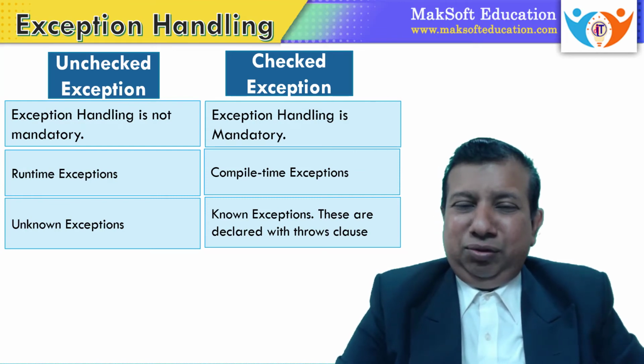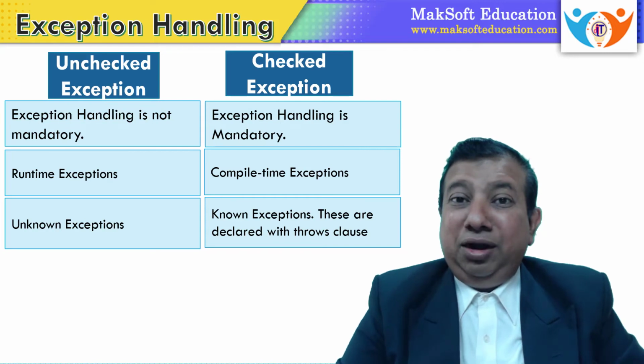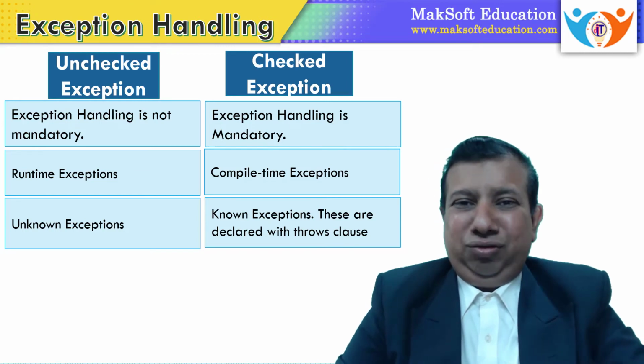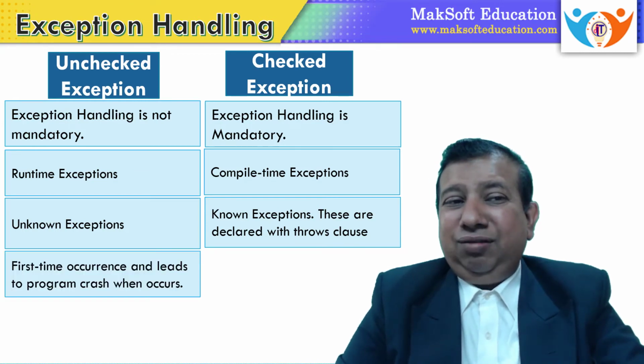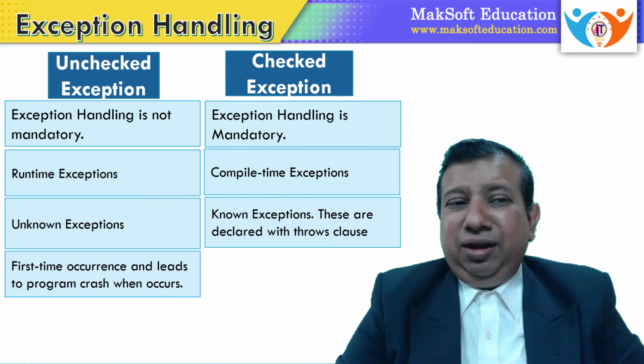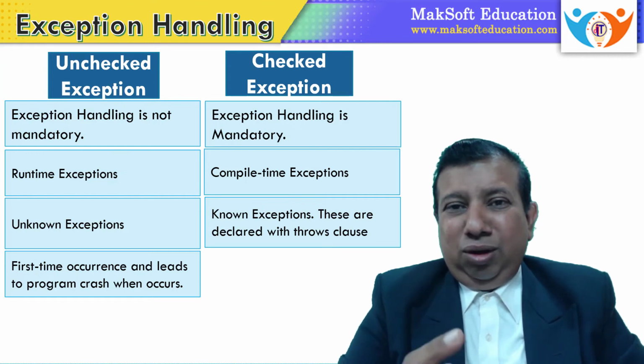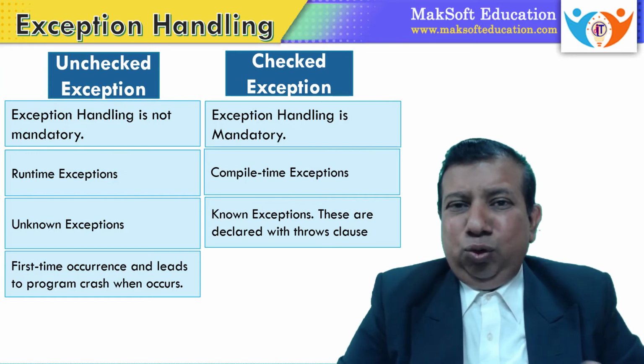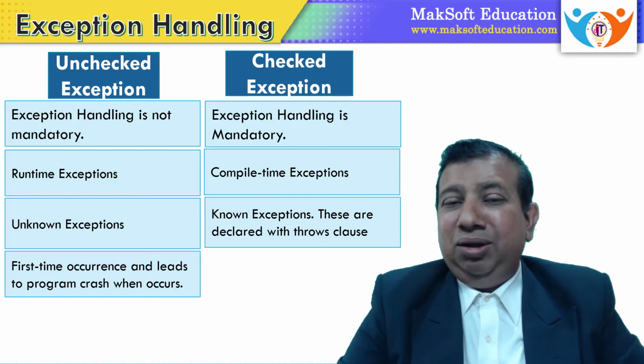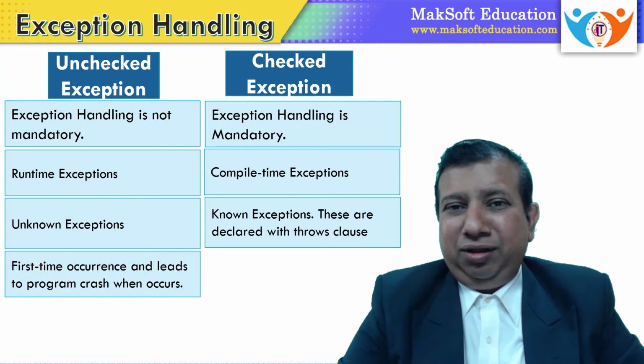So unchecked exceptions are unknown. It has to be predicted by the programmer, whereas checked exceptions are known and it is mandatory to handle those exceptions. The last difference, unchecked exception are first time occurrence. It is first time occurrence and it leads to program crash when it occurs. So when you are typing a program, you don't know what are the possible exceptions if it is not predefined, or if programmer is not thinking about the exception.